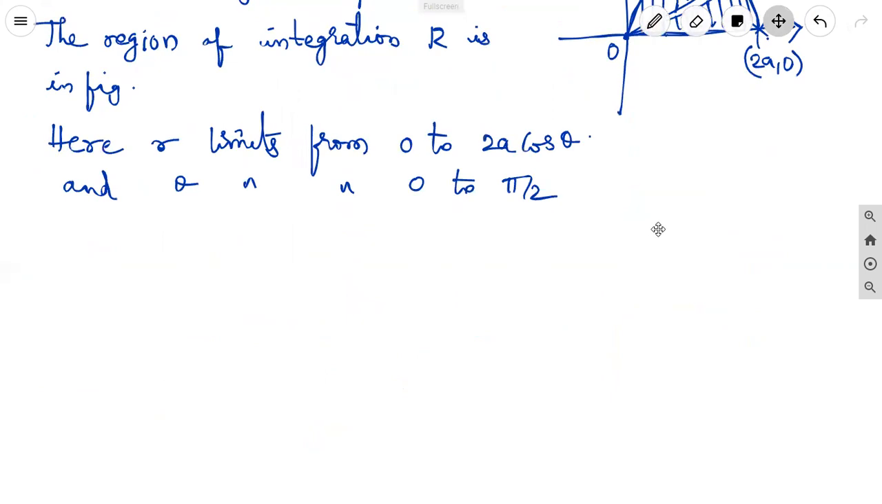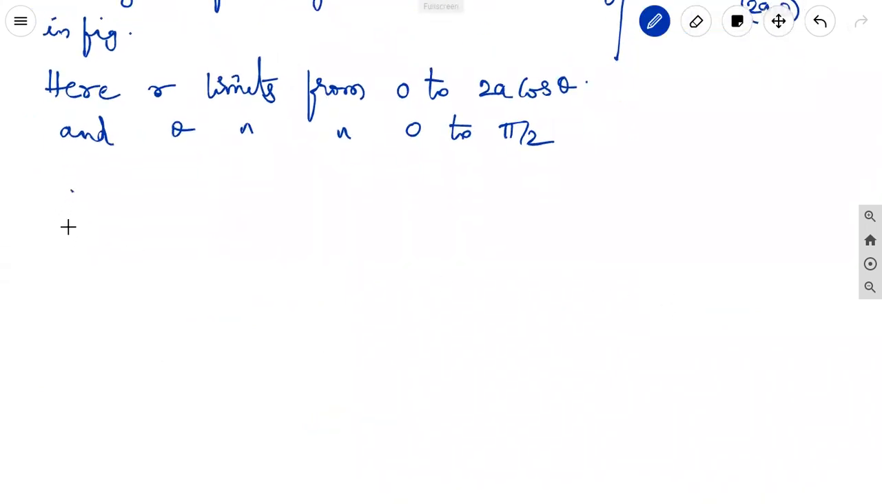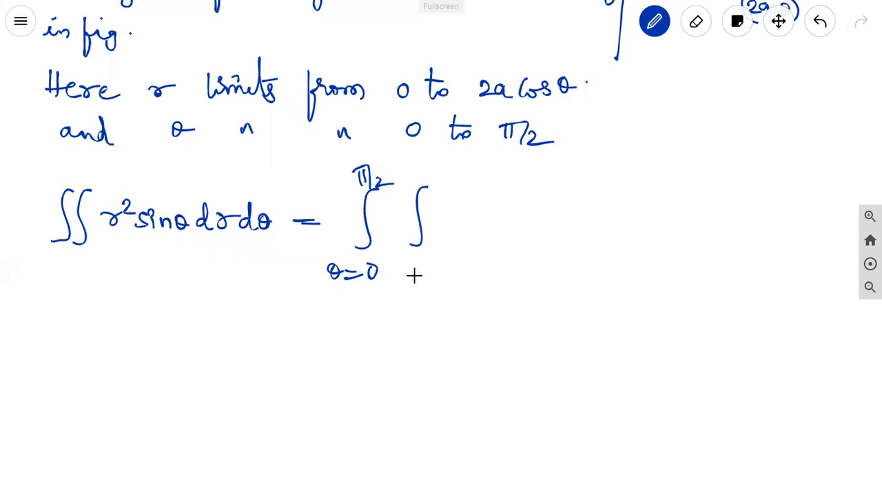curves. Now we take the given double integral, r² sin θ dr dθ. It is equal to the integral with θ from 0 to π/2, and r expressed in θ, so r from 0 to 2a cos θ. Why? Because it is above the initial line, and the initial limits are zeros only. The integrand is r² sin θ dr dθ.